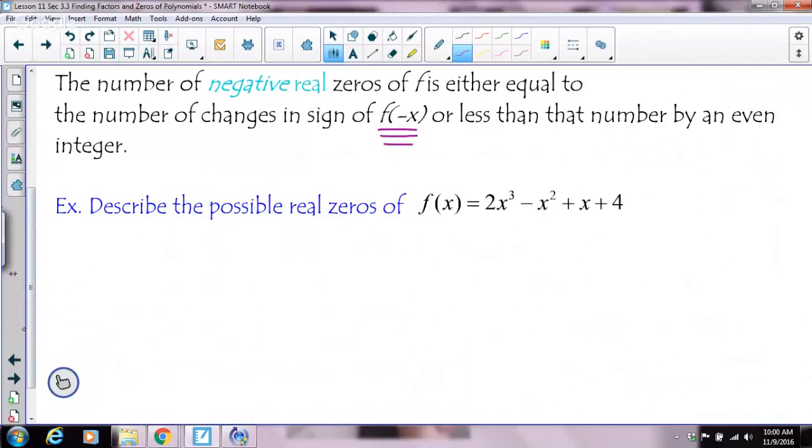Is it in descending order? Yeah. Okay, so for my positive real zeros, I look at the sign changes of the original function.